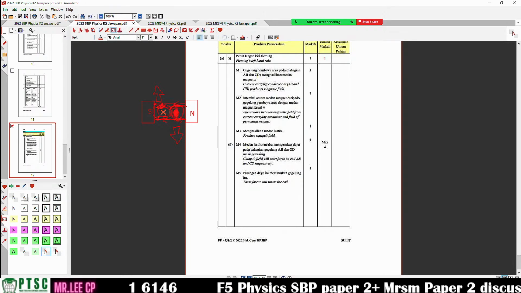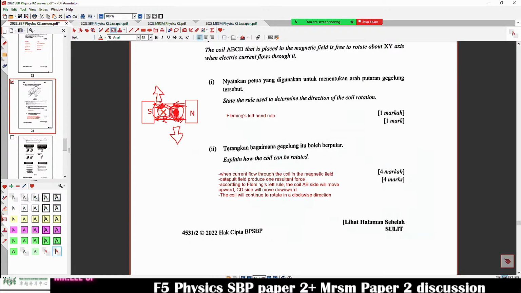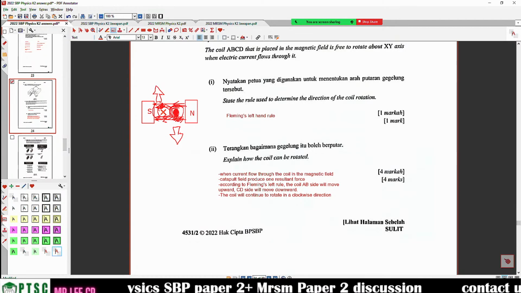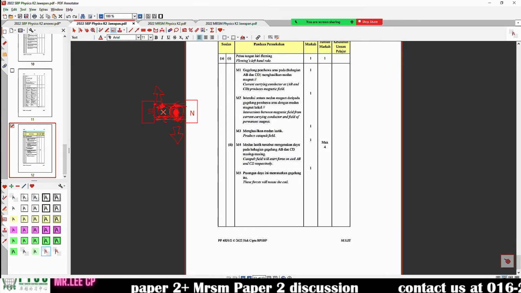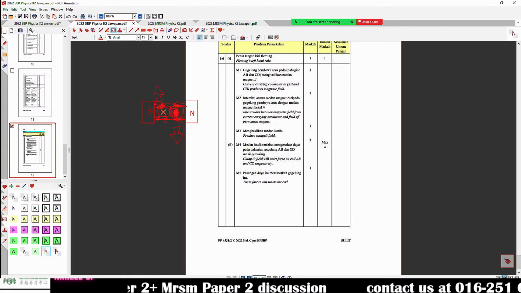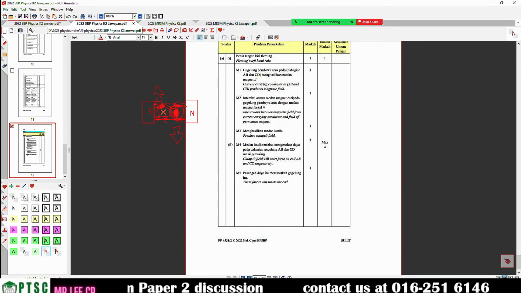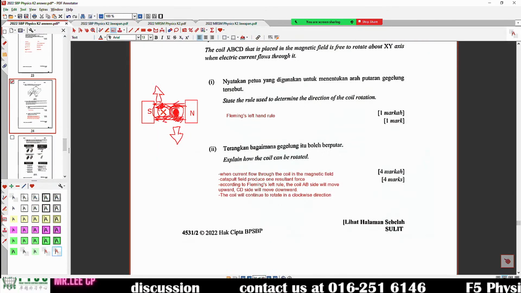Current carrying conductor AB produces a magnetic field. When the current flows through in the magnetic field, it does not produce a magnetic field. This one, the answer is wrong. Not producing the magnetic field. Current flow in the magnetic field, not producing the magnetic field. Current also produces a magnetic field. Correct? Not wrong.